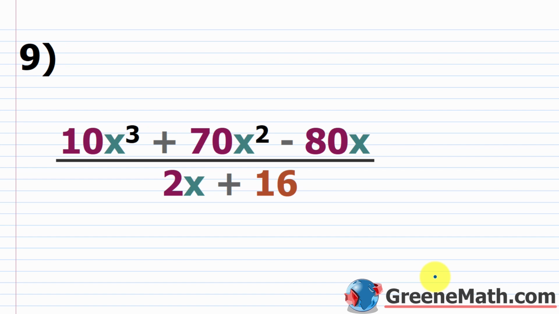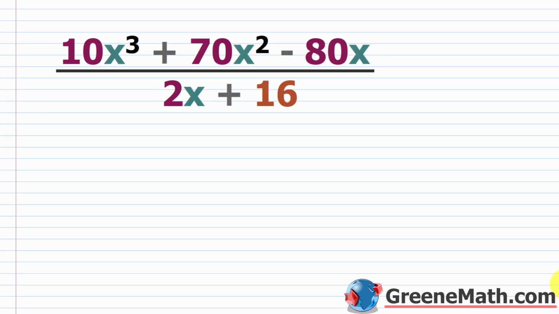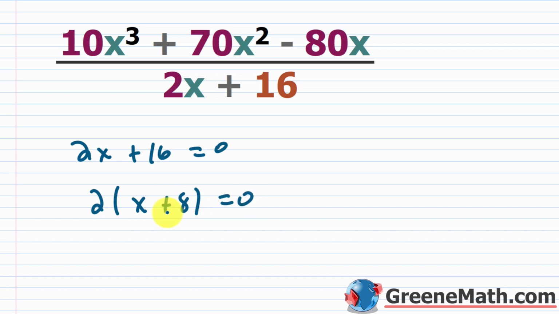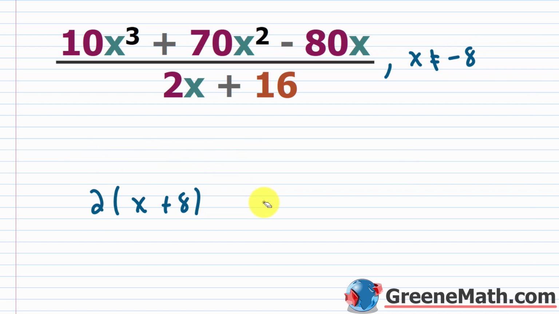All right, let's look at problem number 9. Let's scroll down here. We have 10x cubed plus 70x squared minus 80x over 2x plus 16. So again, just take the 2x plus 16, set that equal to 0. I can factor this, probably easier to solve it that way. So 2 times the quantity x plus 8 is equal to 0. So obviously don't worry about the 2, you just need to set the x plus 8 equal to 0. And obviously there, x can't be negative 8. So x is not allowed to be equal to negative 8. So let me set that up. Okay, so we have the denominator factored.